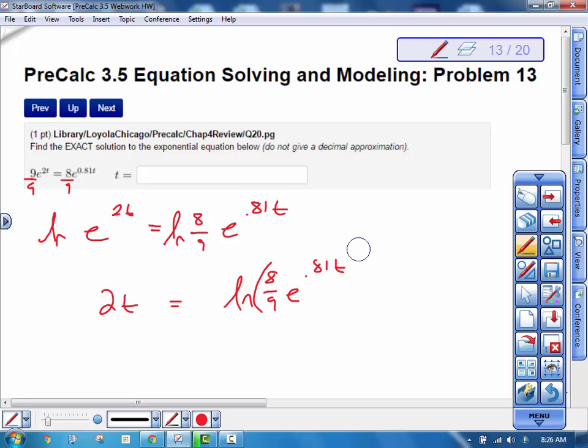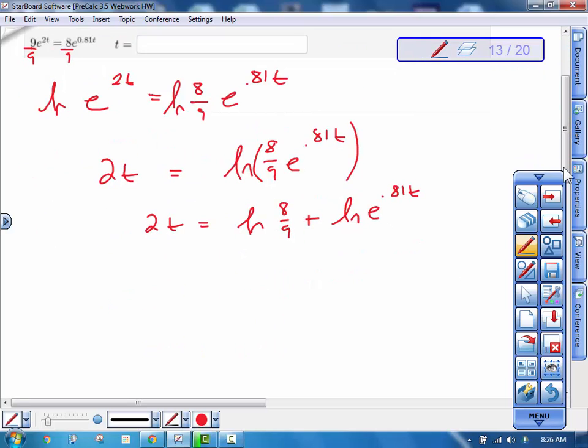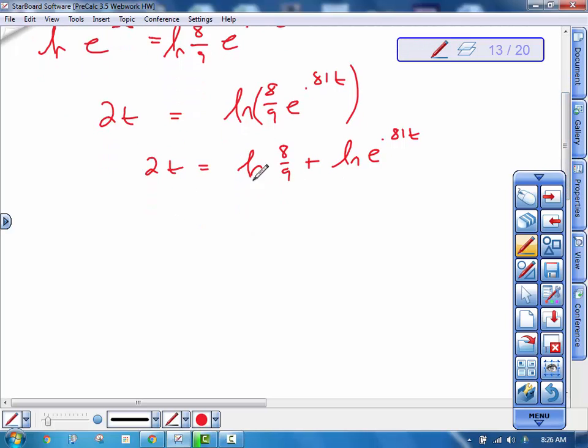I don't know if Webwork needs me to or not, but I can break this up into the sum of two logs, because we know that property that says that if we have a log of a product, we can make it the sum of two logs. I don't know if that's going to help at all, but if we do, this gives us 0.81t. I can subtract that to get 1.19t equals natural log of 8 over 9. And then I can divide that by 1.19 to get t by itself.